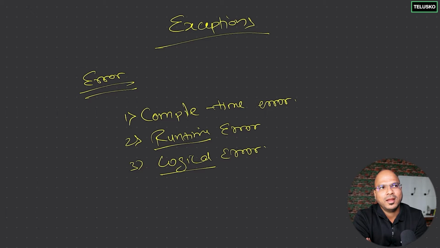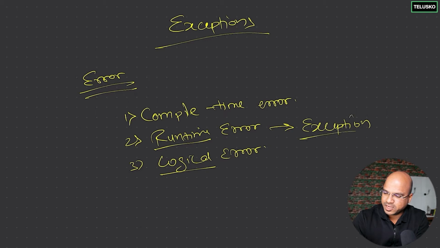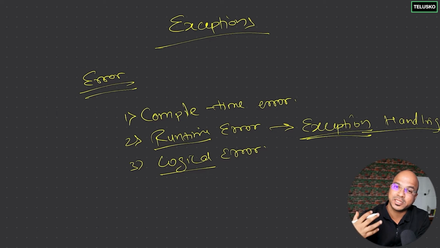I'm not saying there will not be a runtime error. I'm just saying we need to handle the runtime errors. These runtime errors, we can call them exceptions, and basically we need to handle the exceptions. Handling the exception is very important, and that's what we are going to do in this set of videos. In this video, we have talked about what exceptions are. Exceptions are basically runtime errors. It's not like we are going to stop the runtime errors.